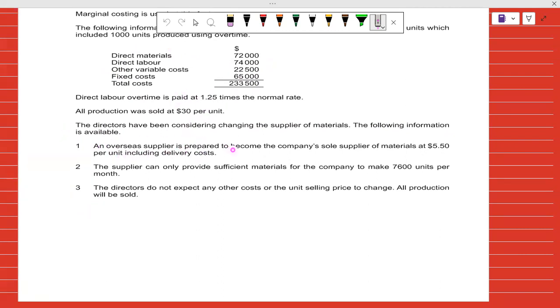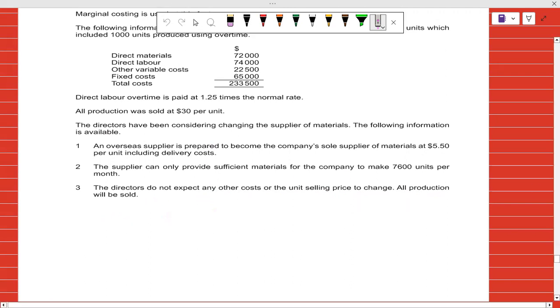So an overseas supplier is prepared to become the company's sole supplier of material at $5.50 per unit, including the delivery cost. A supplier can only provide sufficient materials for the company to make 7,600 units per month, and the directors do not expect any other cost or the unit selling price to change. All production will be sold. Okay.